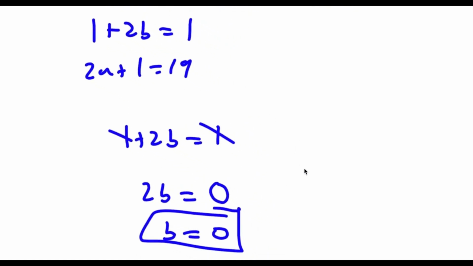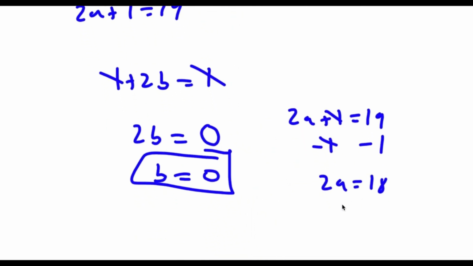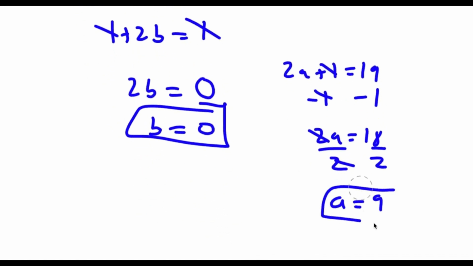Now for 2a plus 1 equals 19, I can simply subtract 1 on both sides. These 1's cancel out. So I'm left with 2a equals 18. Now if I divide both sides by 2, I'm left with a is equal to 9. So the value of b is 0 and the value of a is 9.